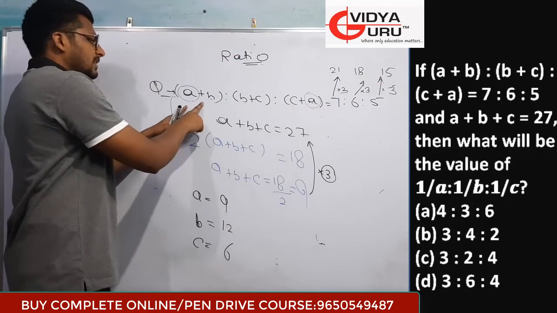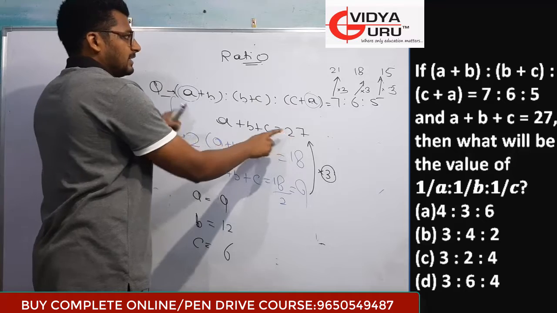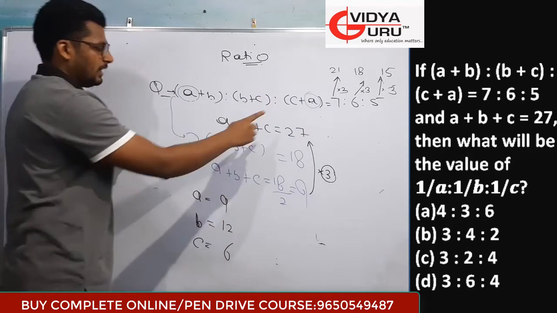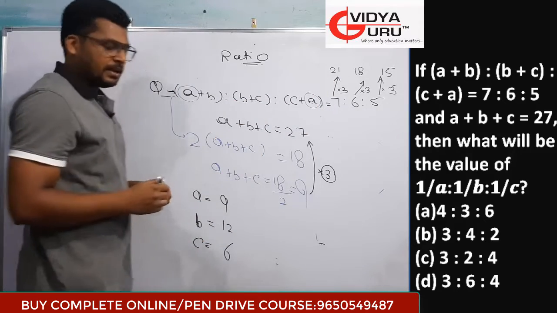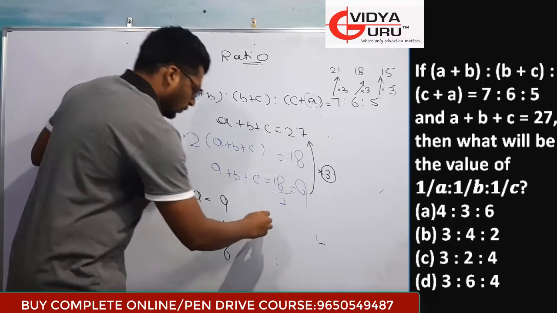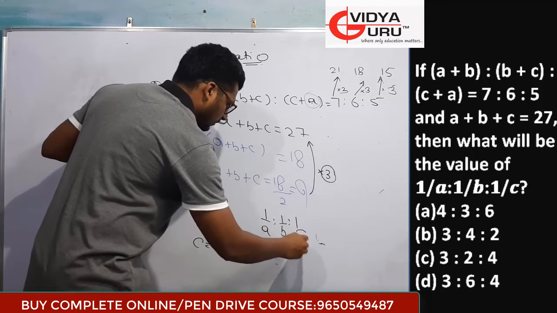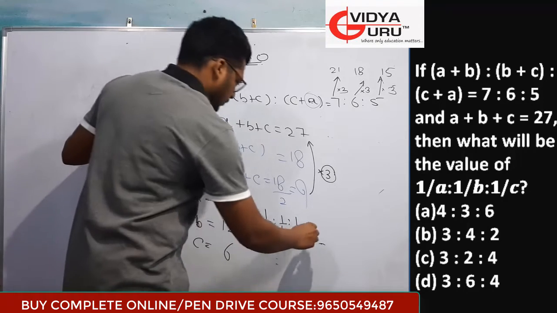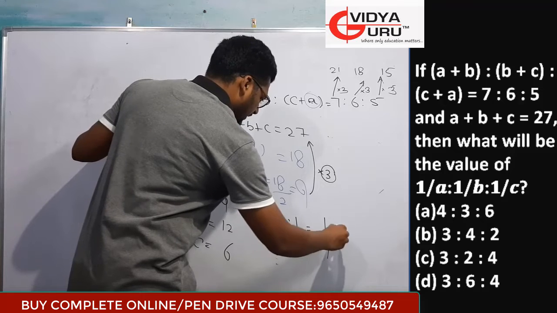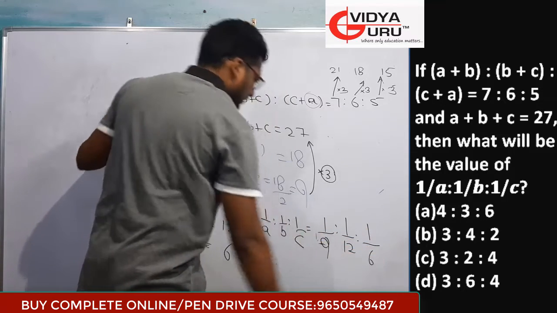And here A plus B is given, C is missing. A plus B is 27. If we add C, it is 27. That means 6 is added. Similarly, B will be 12 and A will be 9. The question is asking 1 by A ratio 1 by B ratio 1 by C. So it will be 1 by 9 ratio 1 by 12 ratio 1 by 6.